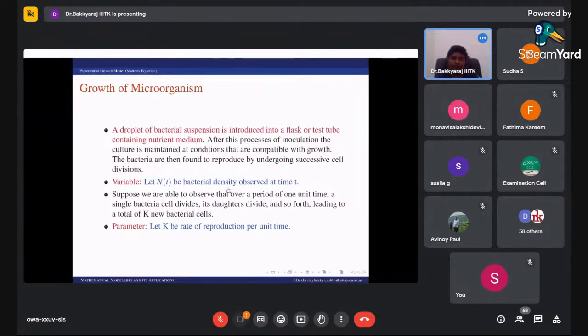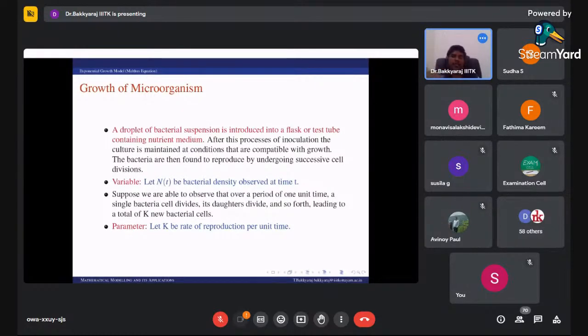For the time being, here we fix a unit time. The unit time, you can fix whatever, say for example an hour, or a day, or a week, or a month, or a year. That is up to us. So let us fix one unit of time. Here we are able to observe how many bacteria will be reproduced from the initial population during 1 unit of time. That we can measure.